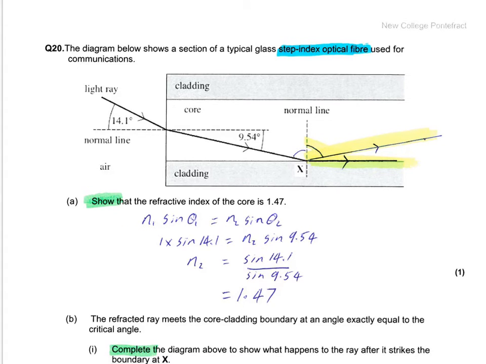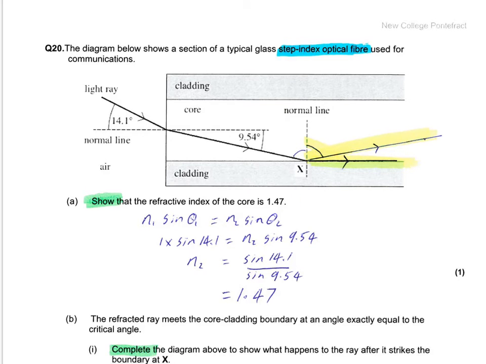N1 sine theta 1 is N2 sine theta 2. We're starting out in air, so N1 is 1, sine of that 14.1 is N2 sine of the 9.54. Rearrange that, gives me N2 is sine of 14.1 divided by sine of 9.54, and that works out as 1.47. I don't need extra significant figures here because I'm being asked to show it is rather than show it is about.